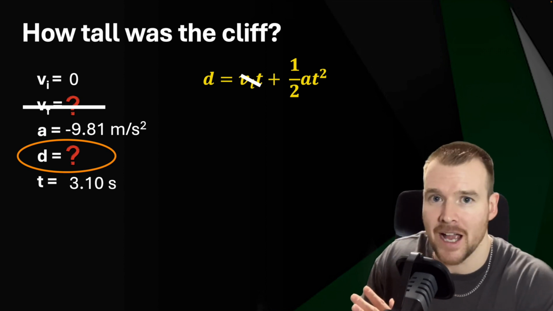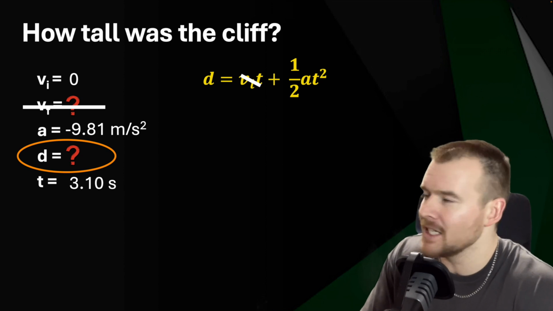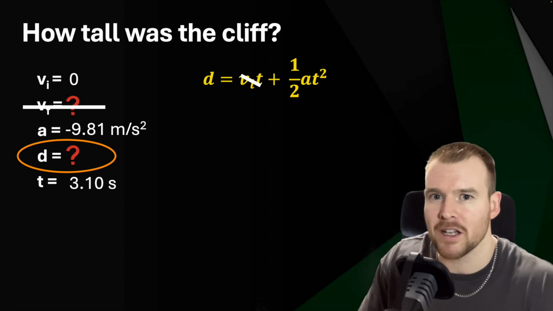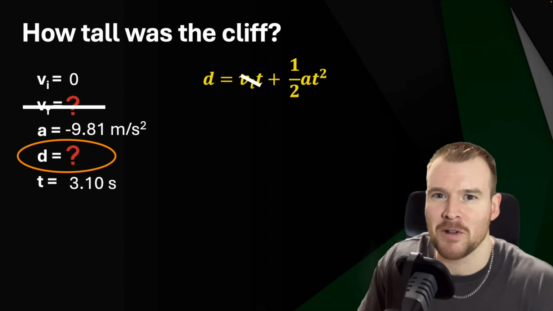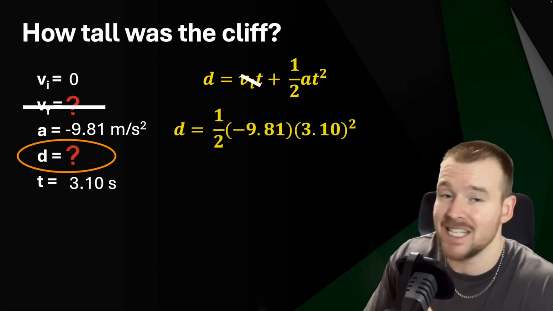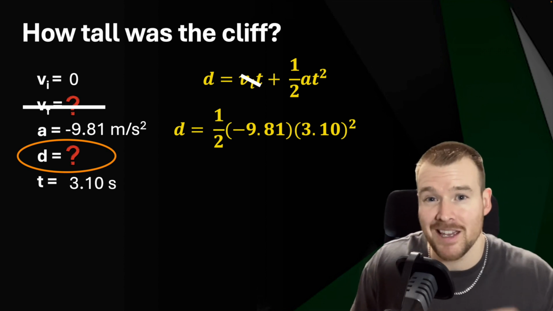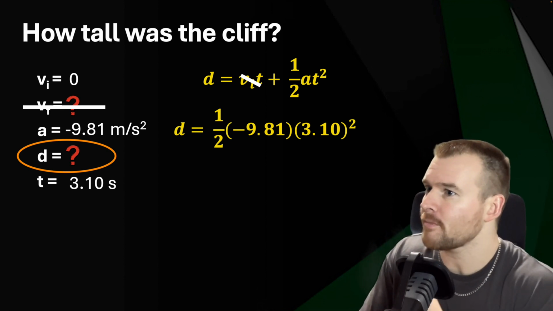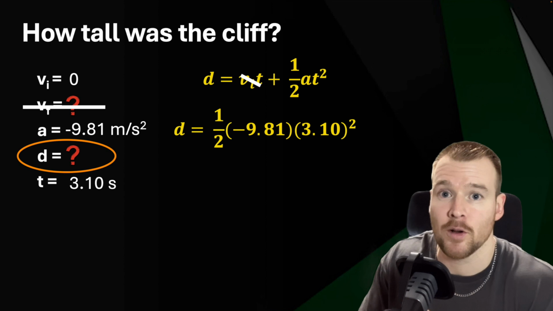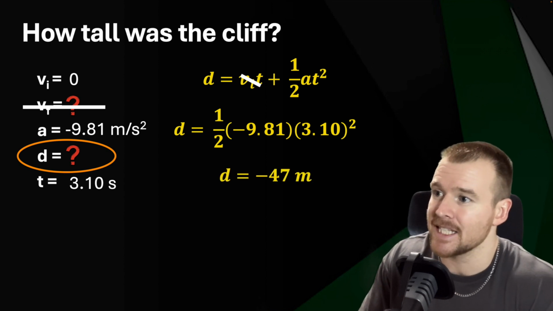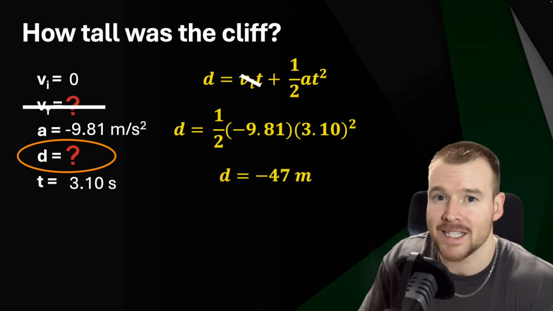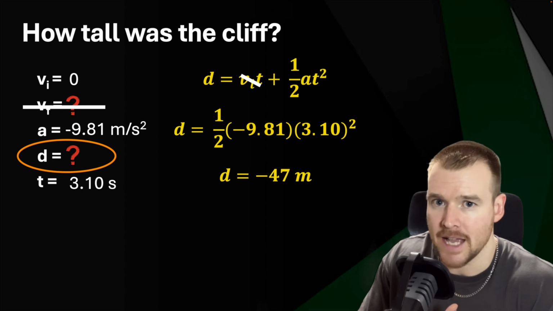Now, if you plugged it in, that's fine. But later on, we're going to see that the ability to do that is important for when we look at projectiles. Anyway, continuing with this example, now I have D is equal to half negative 9.81. That's telling me it's accelerating down, times 3.10 squared. And I get a distance of negative 47 meters. Negative because he fell down.